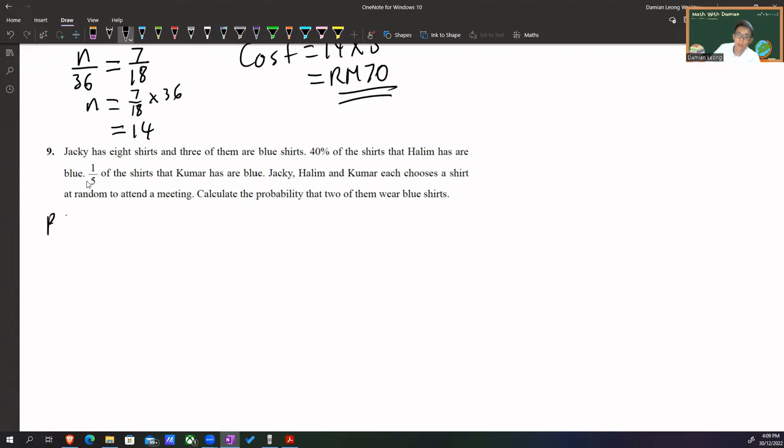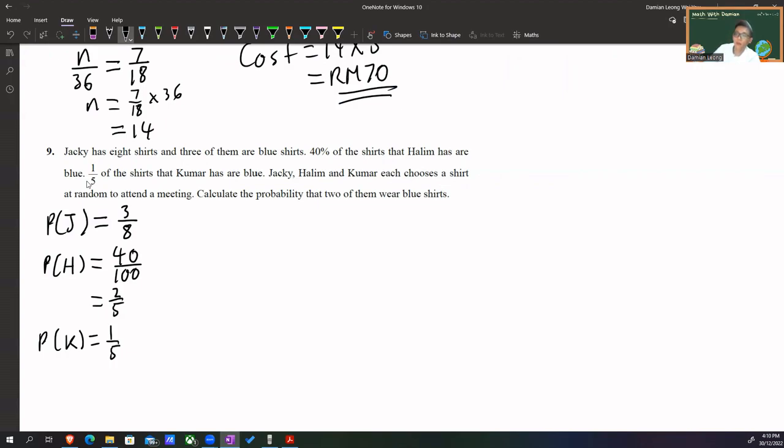Probability that Jackie gets a blue shirt will be 3 blue shirts out of 8 shirts. Probability that Halim gets a blue shirt: 40%. Percent means out of 100, so 40 over 100, or I can simplify it to 2 over 5. Probability that Kumar gets a blue shirt will be 1 over 5, the fraction of blue shirts he has.